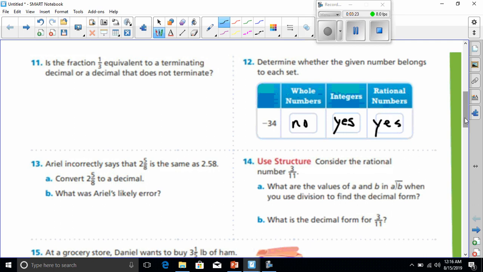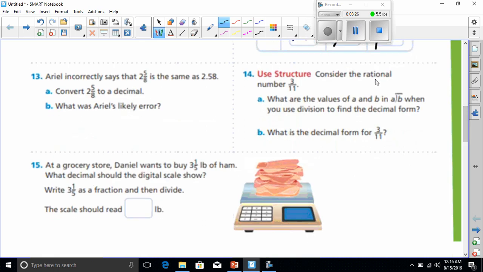We're off to number 14 now. 14 says consider the rational number 3 over 11. Well, what are the values of A and B in B divided by A? Well, remember, when you're using division to find a decimal, it's the numerator divided by the denominator. This means the numerator is B, and the denominator must be A. So in this case, A equals 11, and B has to equal 3.